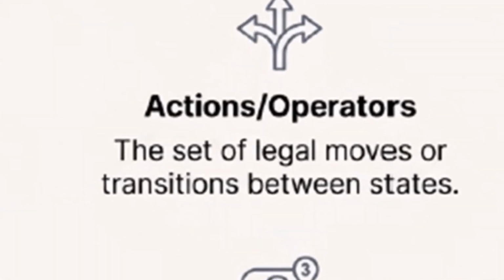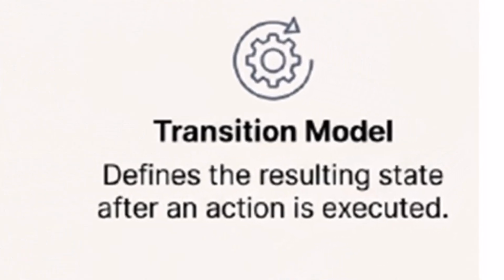Then we have the actions and operators. These are the legal moves. You can turn left, turn right, or go straight. We have the transition model. This defines the result of taking an action. If I'm on Awolowo Road and I take the turn right action, where do I end up? So the model tells the agent the resulting state.